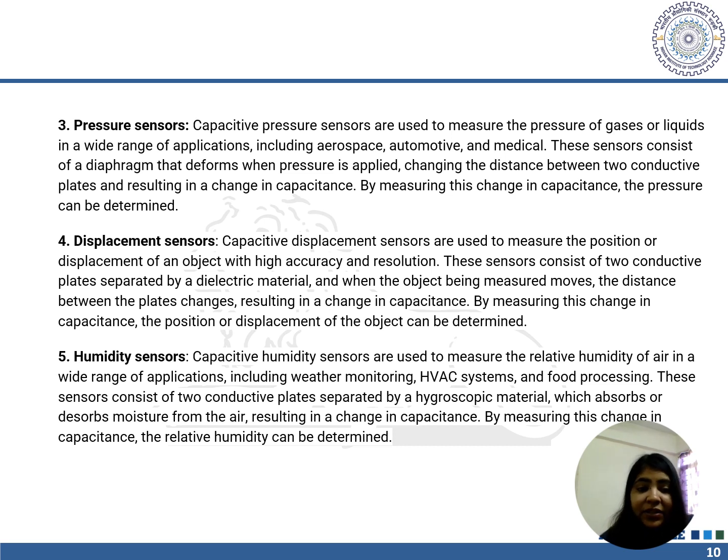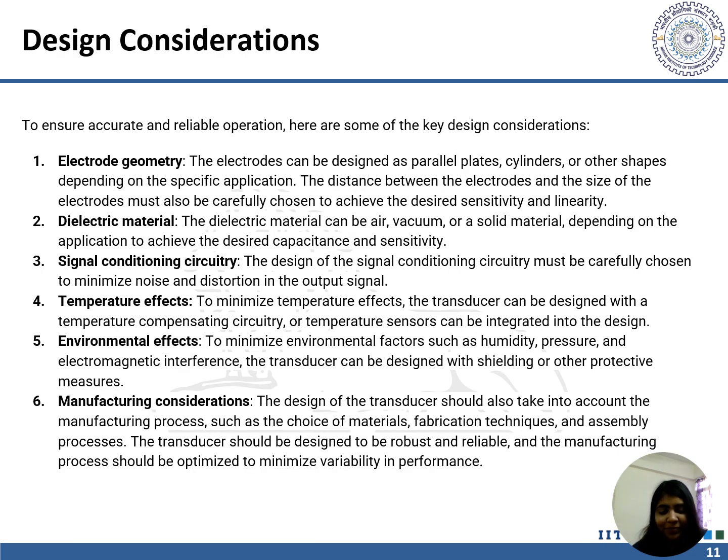The next application is as humidity sensors. They are used to measure the relative humidity of air in a wide range of applications including weather monitoring, HVAC systems and food processing. For that we use absolute capacitive transducers, as I covered in the previous part of the video. These sensors consist of two conductive plates which are separated by a hygroscopic material. Hygroscopic material is used so that it can absorb or desorb the moisture from the air, which results in a change in the capacitance. By measuring this change in the capacitance, the relative humidity can be determined.